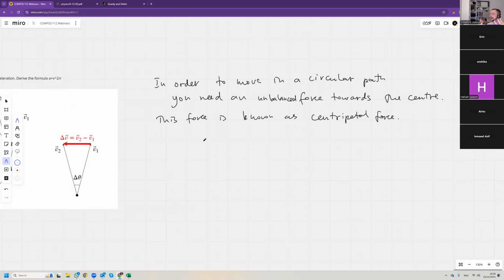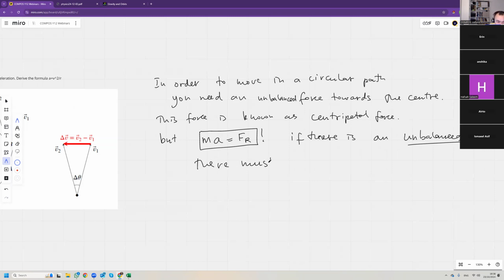But if there is an unbalanced force, that means you are accelerating. And you have to be accelerating in the direction of that force. That means your acceleration is towards the center. But mass times acceleration is equal to the resultant force. That's Newton's second law. If there is an unbalanced force, there must be an acceleration. That's the first piece of the puzzle.